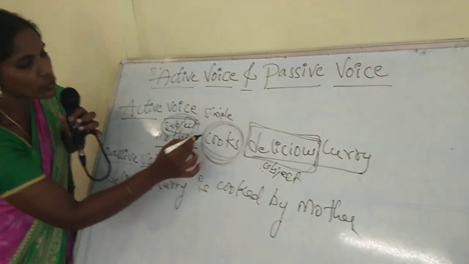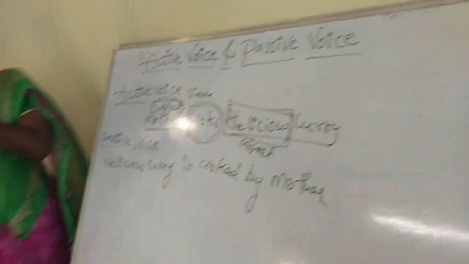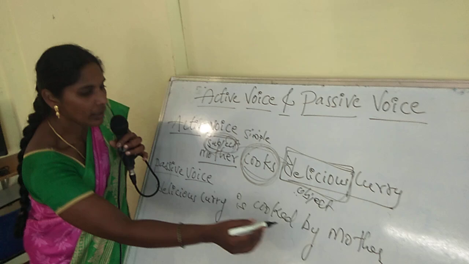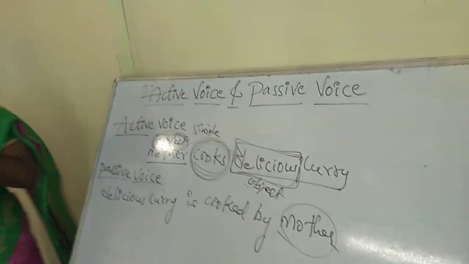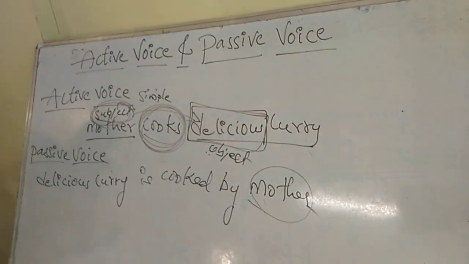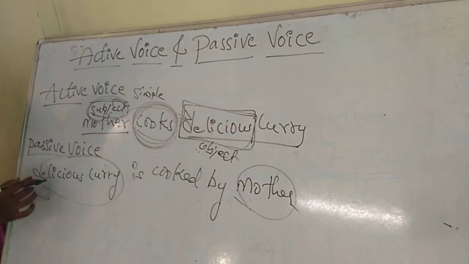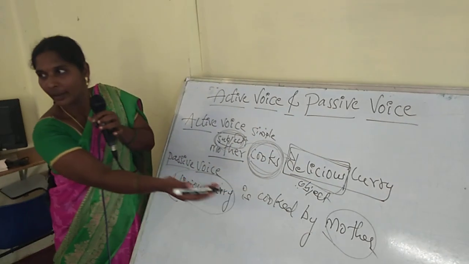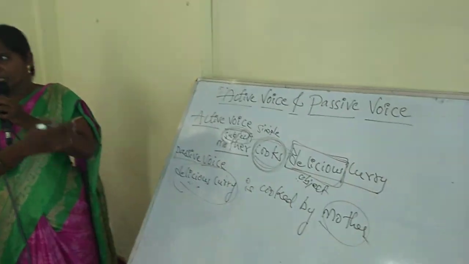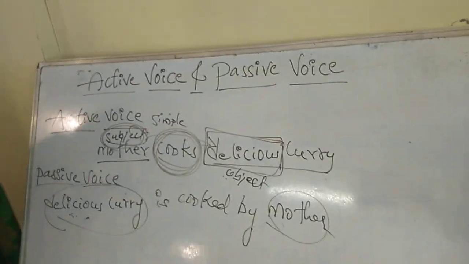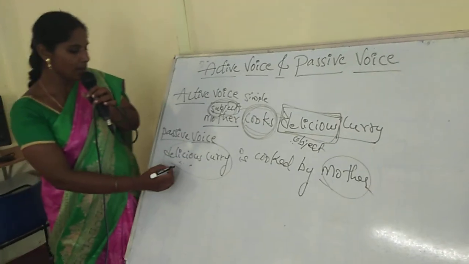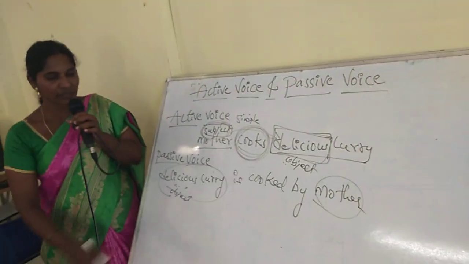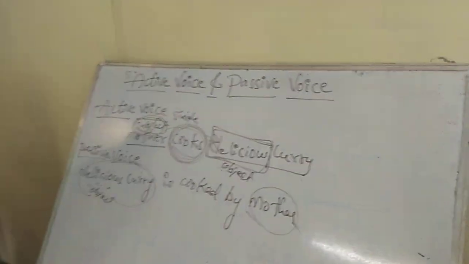Here the subject is active, object is passive. That means subject is doing action. But here what is happening here? Subject is passive. Here object is active. That means this delicious curry is cooked, or it is done by, that action is done on the mother. So here the subject is passive and object is active. That is the difference between active voice and passive voice.